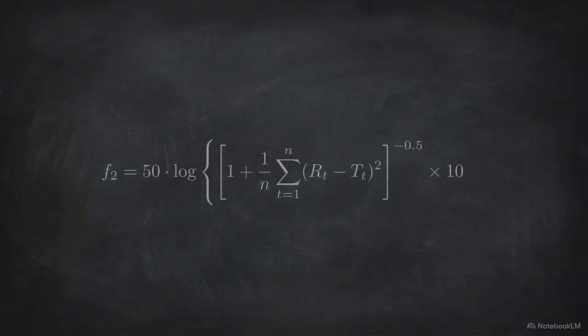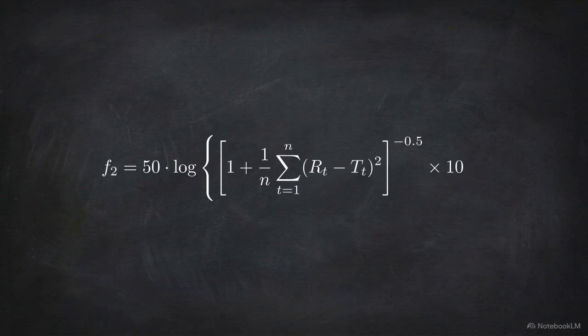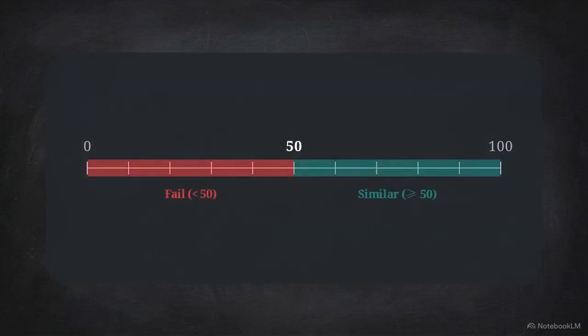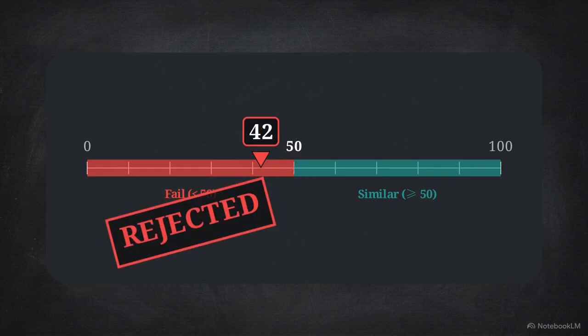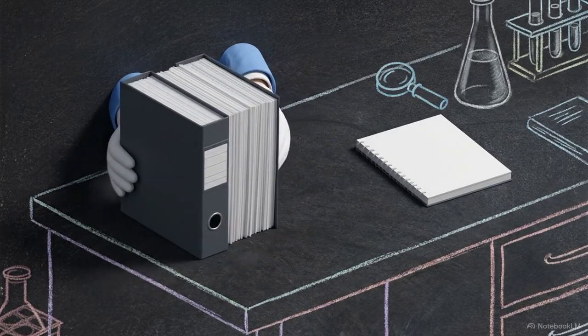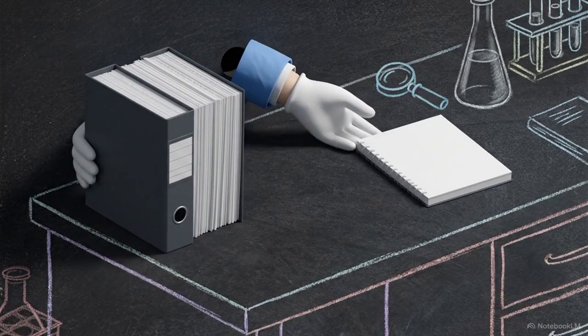This formula highlights how F2 operates. By squaring the differences, the calculation severely punishes large deviations, like the ones at the start of our test. The generic's calculation results in a score of 42. This falls completely outside the acceptable minimum of 50. Failing the F2 score means the generic formulation is entirely rejected by regulators and sent all the way back to the drawing board.